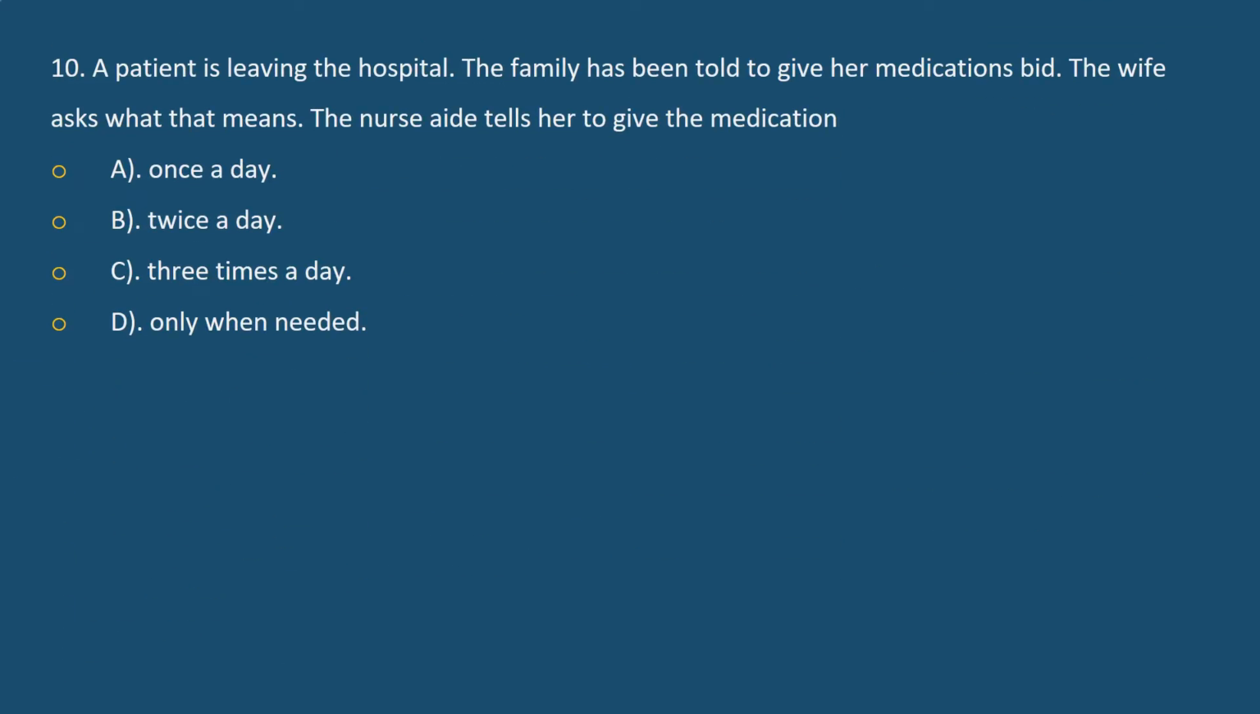Question 10. A patient is leaving the hospital. The family has been told to give her medication BID. The wife asks what that means. The nurse aide tells her to give the medication A. Once a day. B. Twice a day. C. 3 times a day. D. Only when needed.